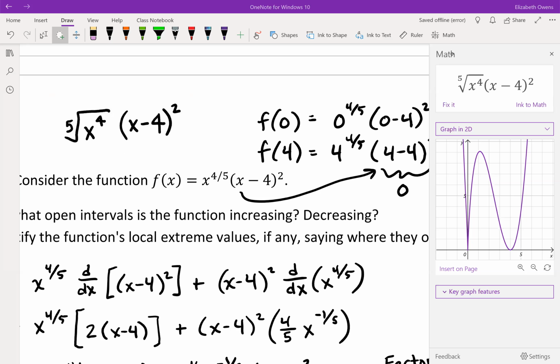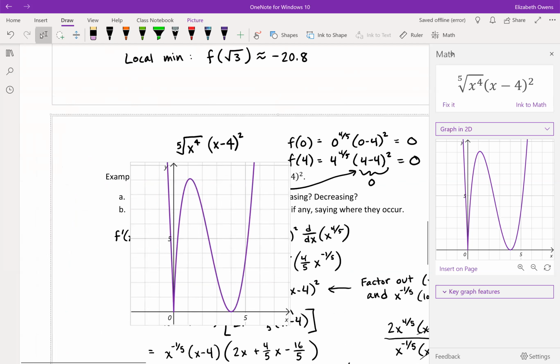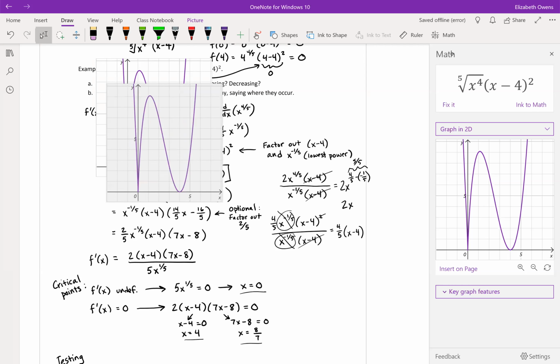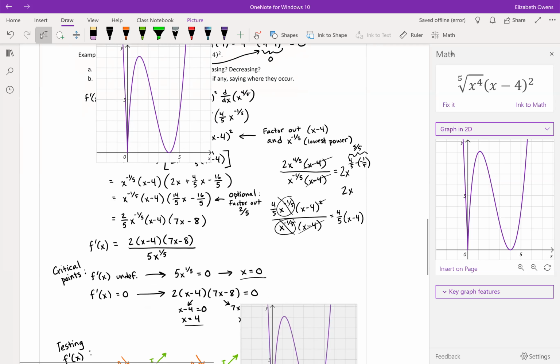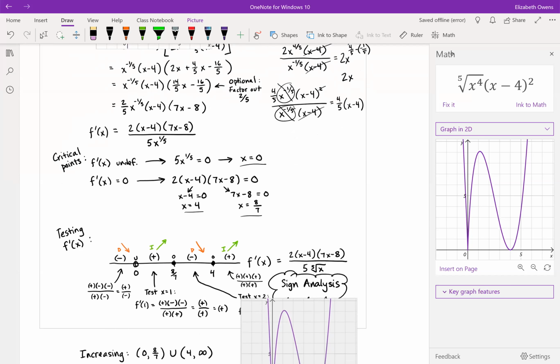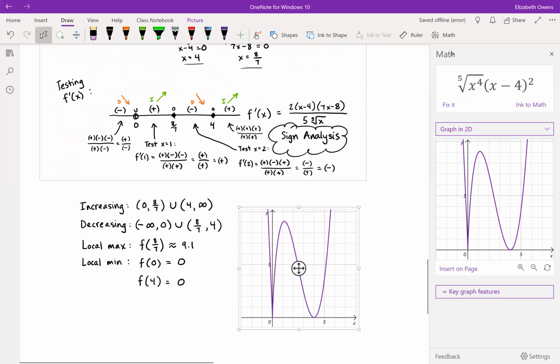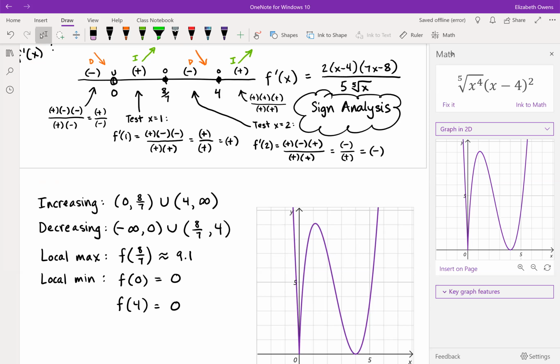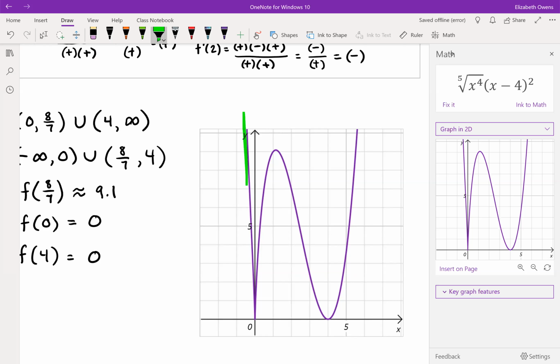All right. So that is what our function looks like. Cool. Let's drag it down here so we can see it next to our whole increase decrease thing. If you look at what we got here, we were saying that the function is decreasing first on this interval here from negative infinity to 0. And you can see on the graph that that's actually true. The function is decreasing down to 0 there.